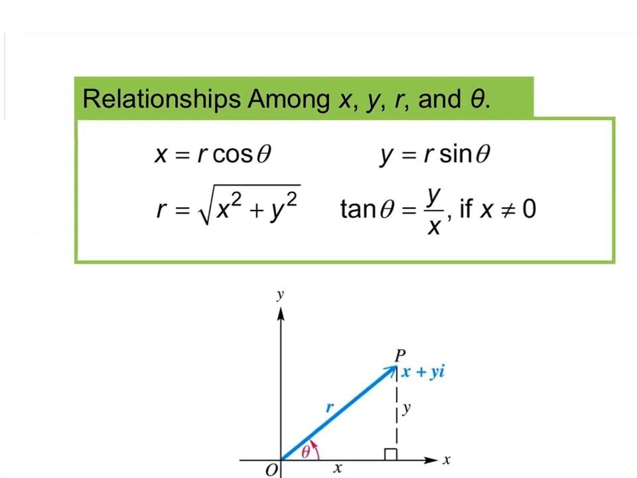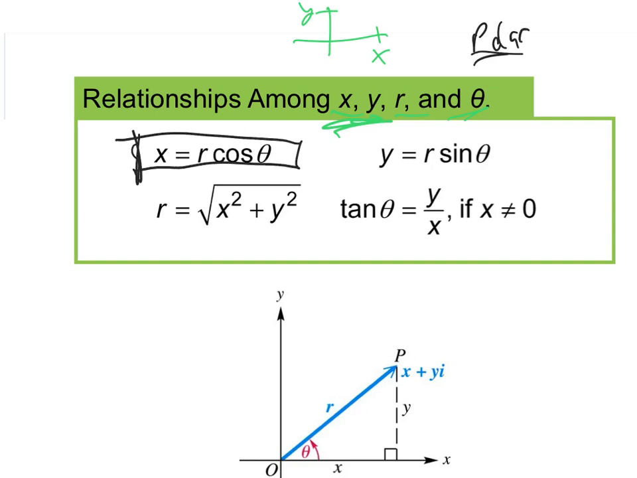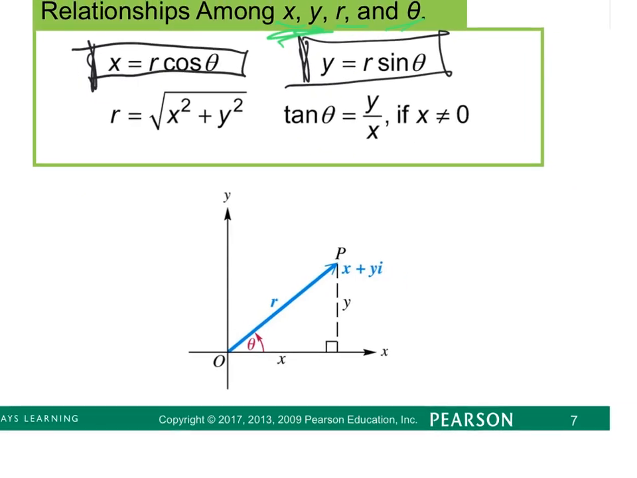Some relationships between x and y, which is our rectangular version of a graph, and r and theta. This is what's related to our polar. When we get to polar, we use these same formulas. X is always equal to r cosine theta. Y is always equal to r sine of theta. Should not be a surprise, because look, here's your complex number going out to here.